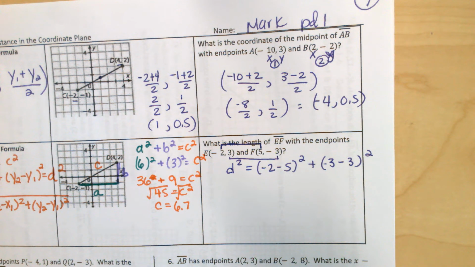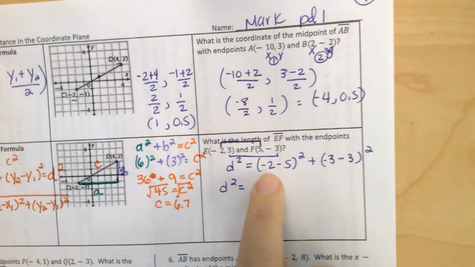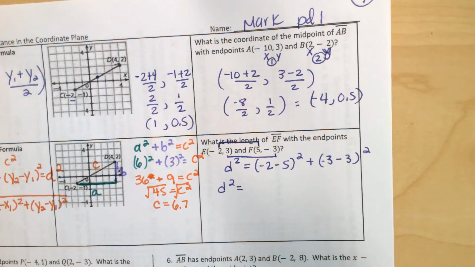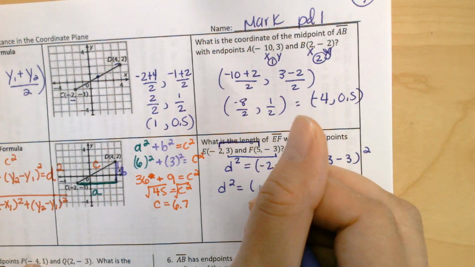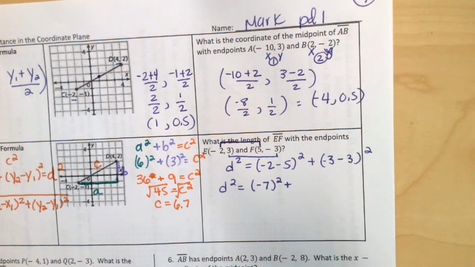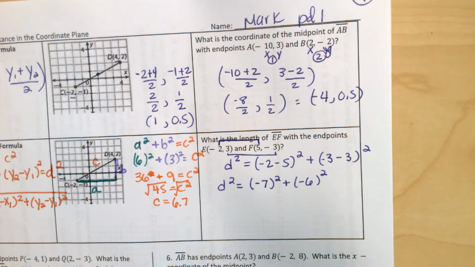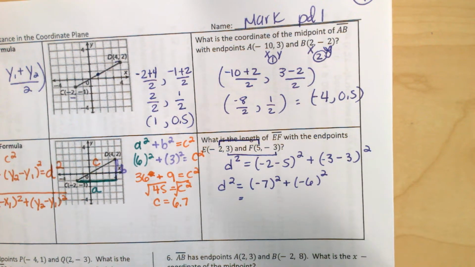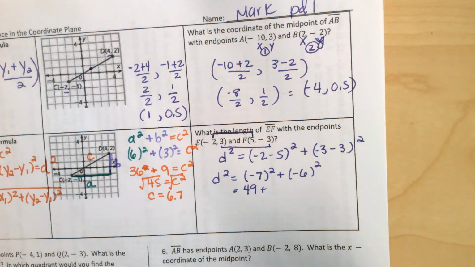I have a feeling we might need to do this one again, but that's okay. So I get d squared equals, what's -2 minus 5? -7, and then -3 minus 3, -6. When you square things, the negative goes away. So -7 squared is the same thing as 7 times 7, and then 6 times 6.